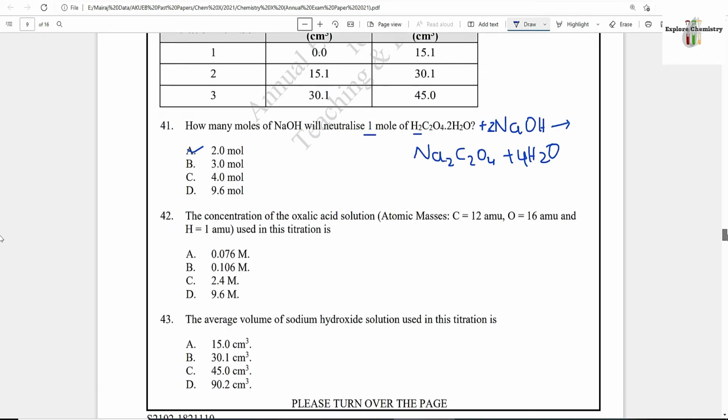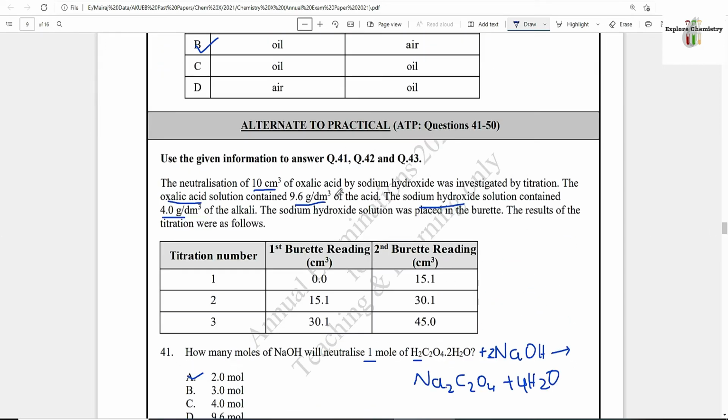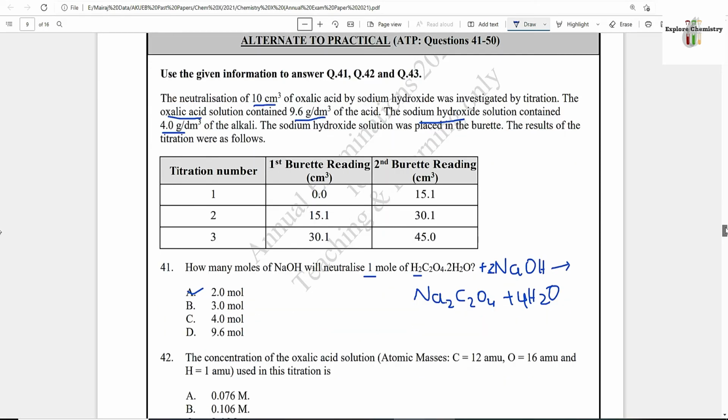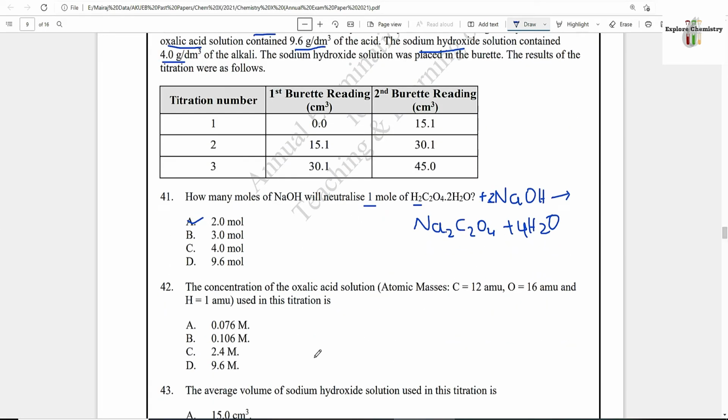Number 42, the concentration of oxalic acid used in this titration. Already it is written 9.6 gram per decimeter cube was used. It was gram per decimeter cube, but concentration or molarity is in mole per dm cube. So you just need to convert mass into number of moles by using formula.